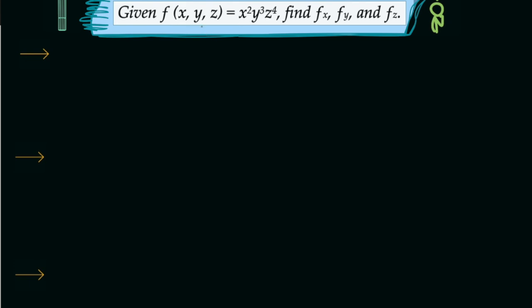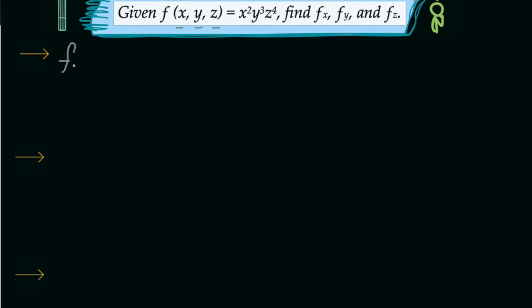In this function we have three independent variables, and those are x, y, and z. Notice that the expression is a combination of x squared, y cubed, and z to the fourth, but it is considered a single expression because the factors are not separated by plus and minus signs, so it means we have only one term.